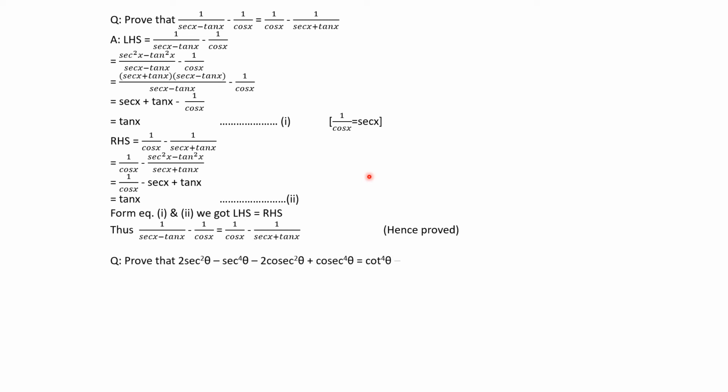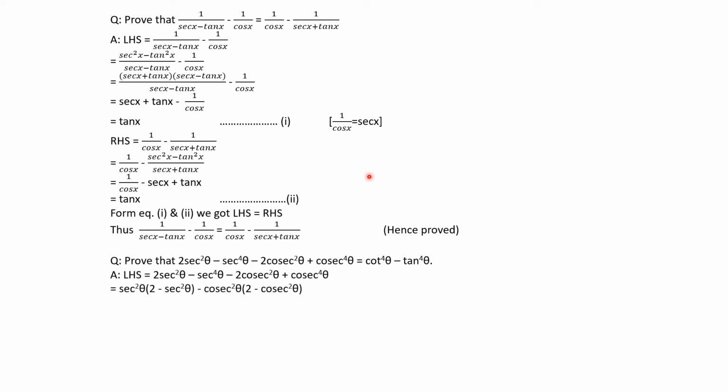Prove that 2 sec square theta minus sec to the power 4 theta minus 2 cosec square theta plus cosec to the power 4 theta equals cot to the power 4 theta minus tan to the power 4 theta. So the left hand side is 2 sec square theta minus sec to the power 4 theta minus 2 cosec square theta plus cosec to the power 4 theta.